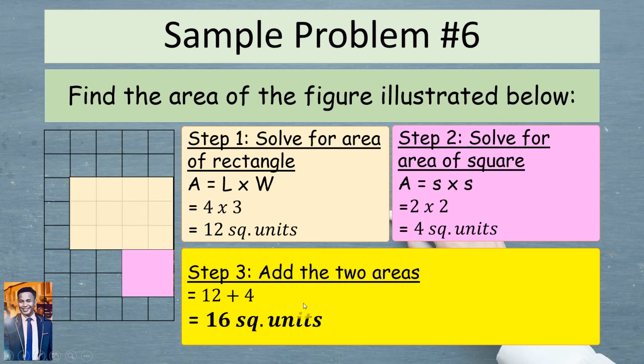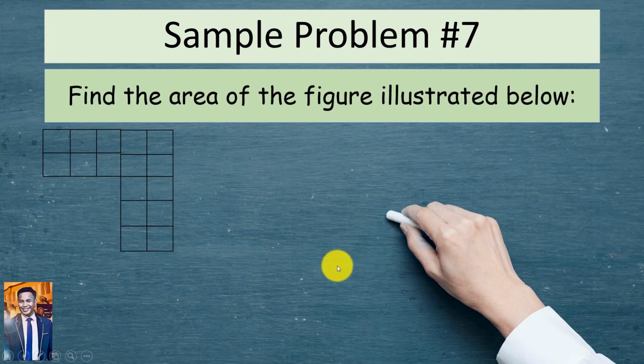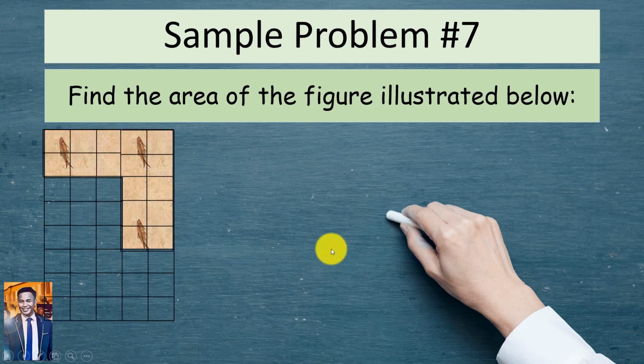Okay, next, let's have sample problem. Next, sample problem number 7. Find the area of the figure illustrated below. Okay, another one. Okay, so ganyan naman. Okay, so ito yung ating figure. Okay, so next, ang gagawin natin, again, we are going to hatiin natin siya into simple figures. Okay? Tingnan natin. Ganyan, pwede yan. Ganyan. Yan ang pagkakahati niya.